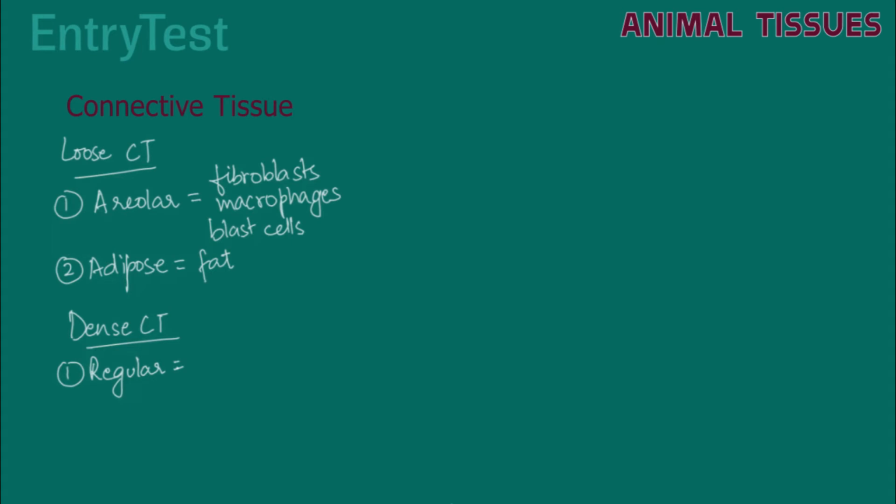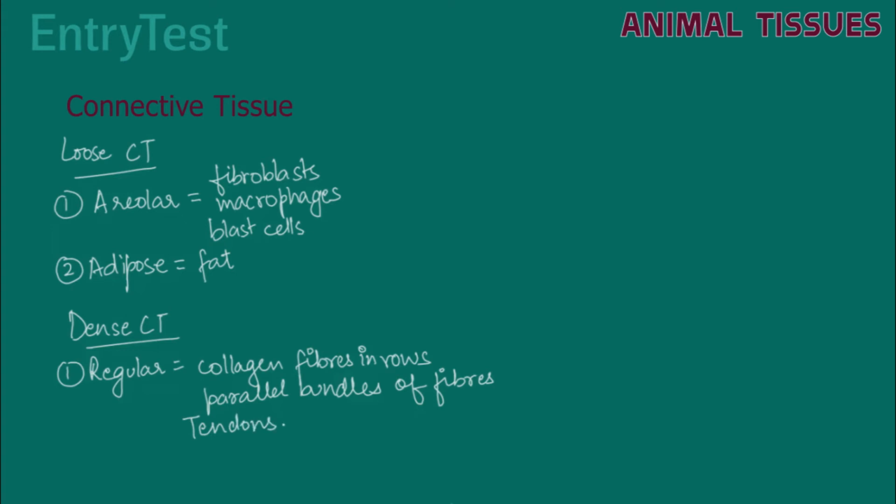Coming to the regular, in the regular, the collagen fibers are present in rows. So let me write that down. The collagen fibers are present in rows between many parallel bundles of fibers. And this kind of tissue is found in the tendons and the ligaments. Now remember, tendons are that connective tissue that joins the muscles to the bones, and ligament is that connective tissue that joins bones to bones.